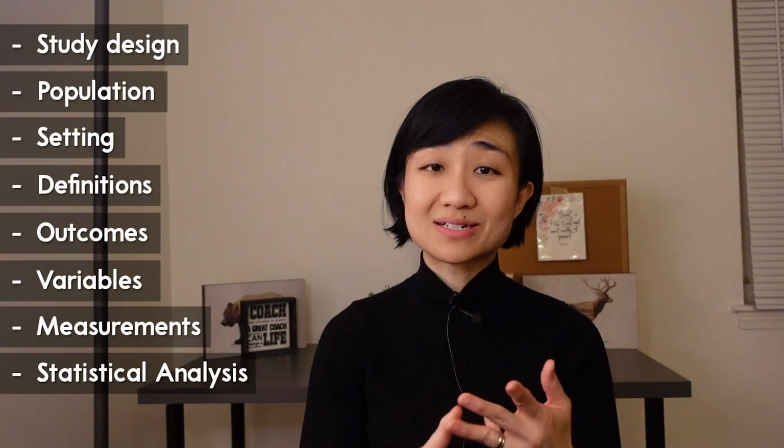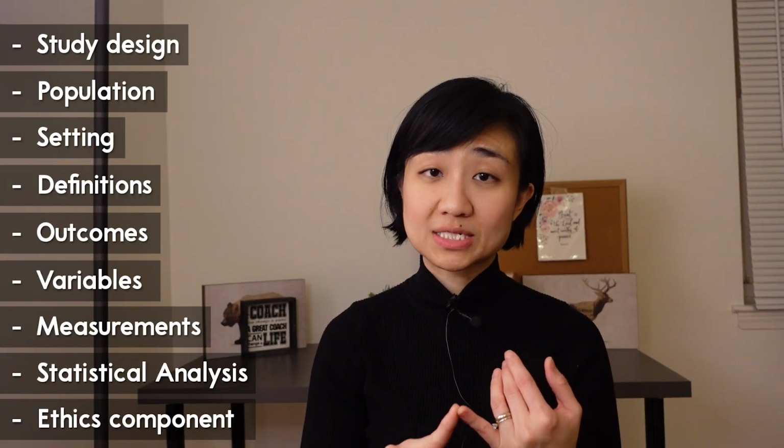First, start with the methods. I like to do this first because it generates a quick win. If you have a research protocol, just copy the methods and paste it here, and then change it all to past tense. Next, the basic structure in life sciences: study design, the population, setting, definitions, outcomes, variables, measurements, statistical analysis, and then ethics components.